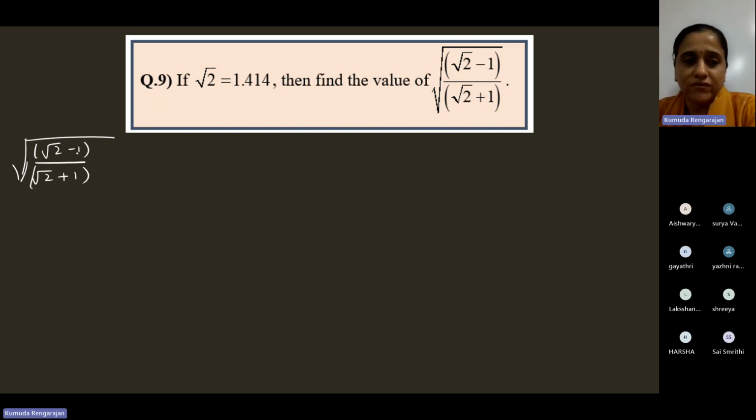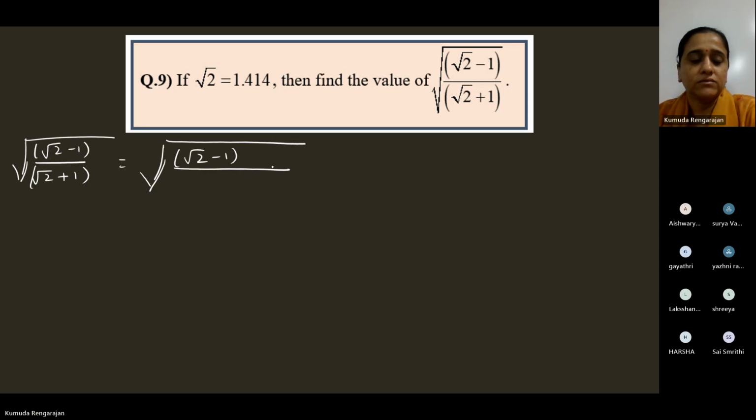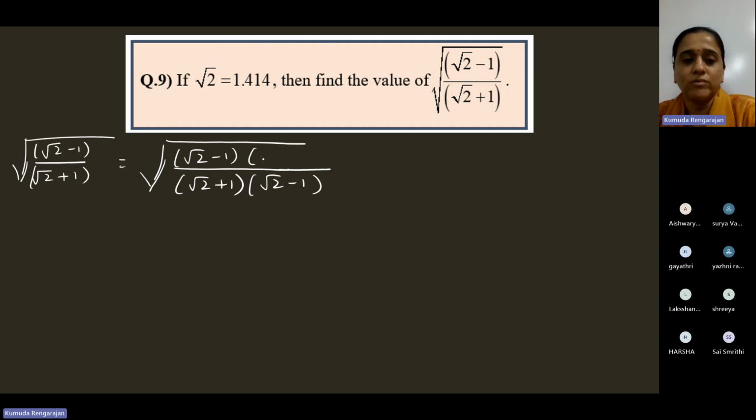So we need to first simplify the given expression. Before we find its value, we'll have to first simplify this. So square root of root 2 minus 1 by root 2 plus 1. So the conjugate of root 2 plus 1 is root 2 minus 1. So multiply and divide by root 2 minus 1. The denominator is root 2 plus 1.